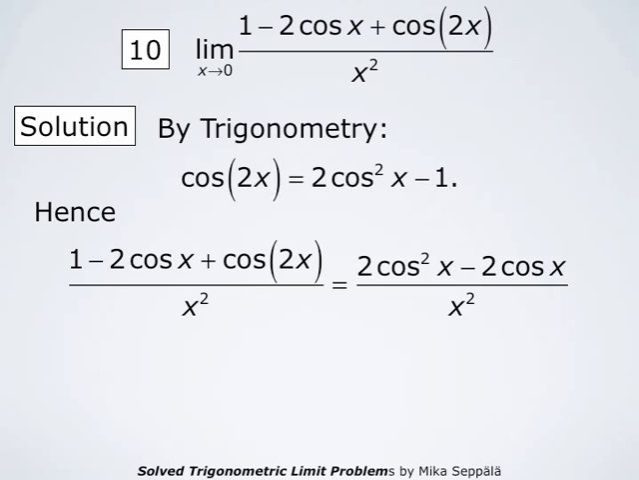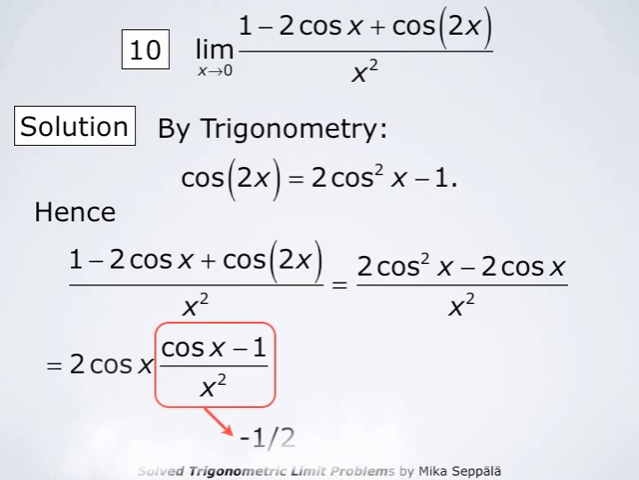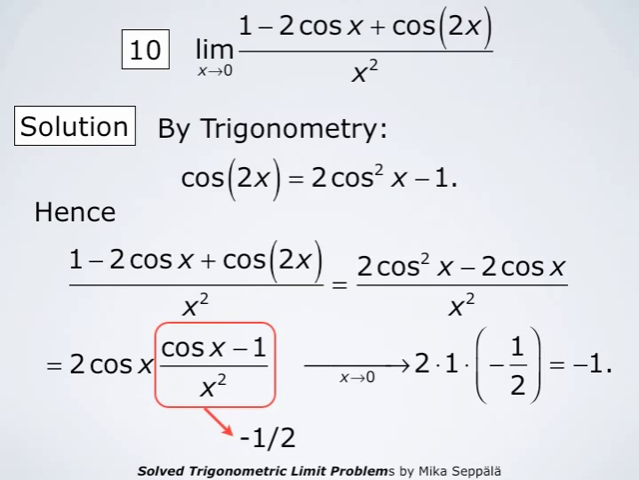And this can be rewritten as 2 cos x (cos x − 1) / x². And then we remember that we already know that (cos x − 1) / x² approaches −1/2 as x approaches 0. This was a result of a previous problem. Therefore, the limit of this whole expression is 2 times 1 times −1/2, which is just −1. So the answer is that the limit as x approaches 0 of (1 − 2 cos x + cos 2x) / x² is −1.